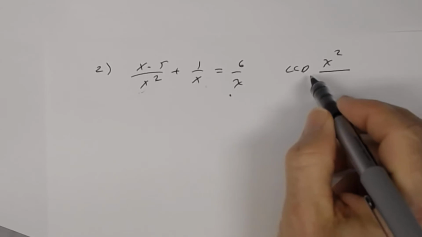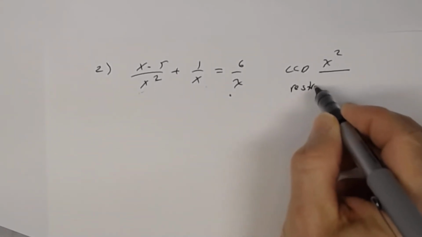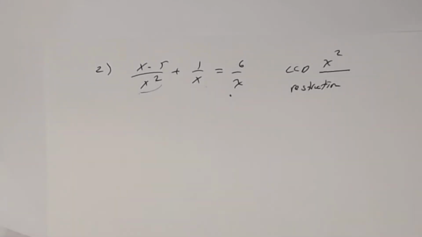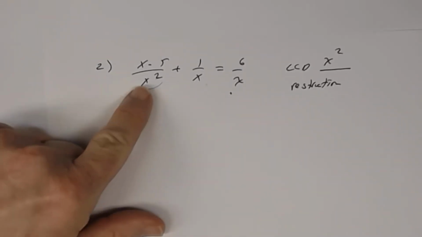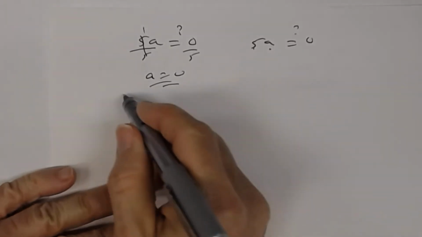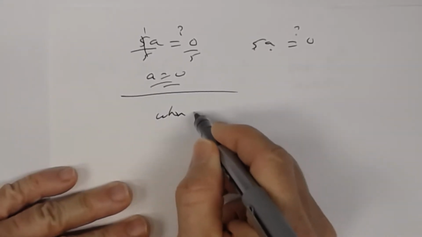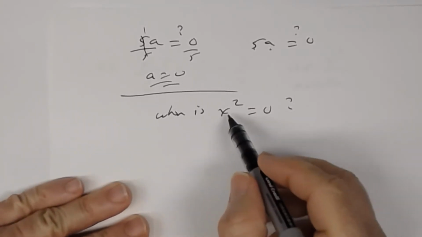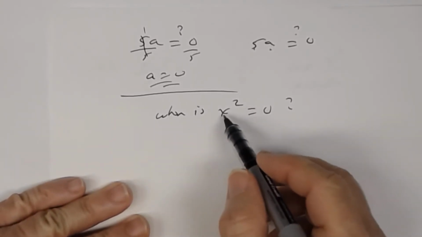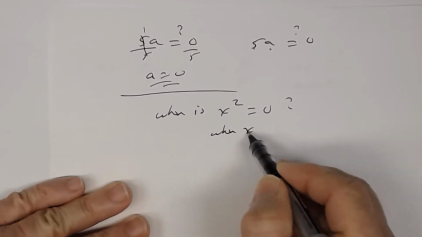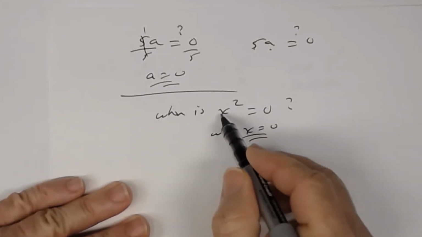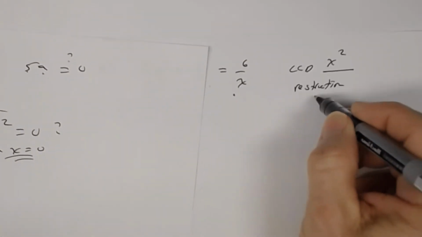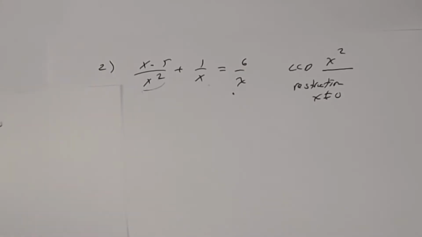Now, before I go on, if I want to find the restriction, remember the restriction is what makes the denominator 0. So the question should become, when is x squared equal to 0? Well, I'm hoping you realize that x squared is equal to 0 when x is 0, because 0 times itself is 0. So your restriction would be that x cannot equal 0.